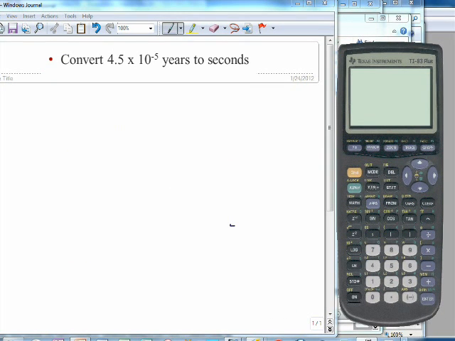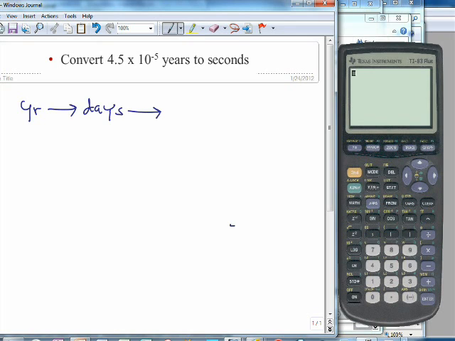Now let's try one that's a little more complicated. We're going to convert 4.5 times 10 to the minus 5th years to seconds. Well, I don't know a conversion factor right off, but I think we all know how to get there. We can go from years to months or days. Let's go to days, to hours, to seconds. We can even do minutes to seconds just to throw something else in there. So that means we're going to need all these conversion factors.